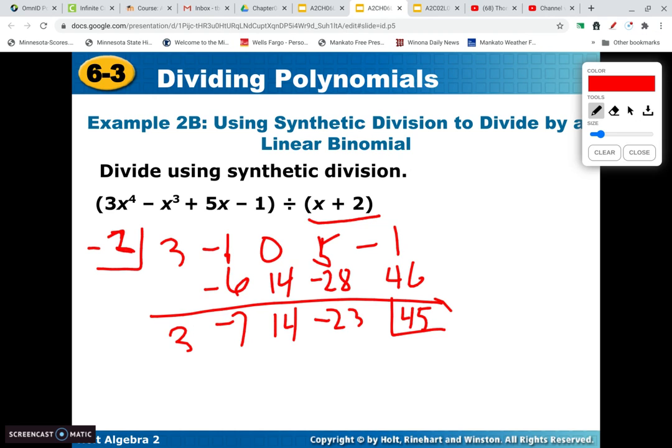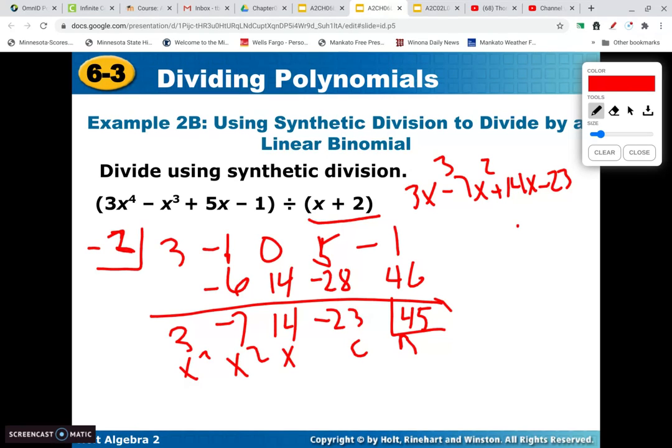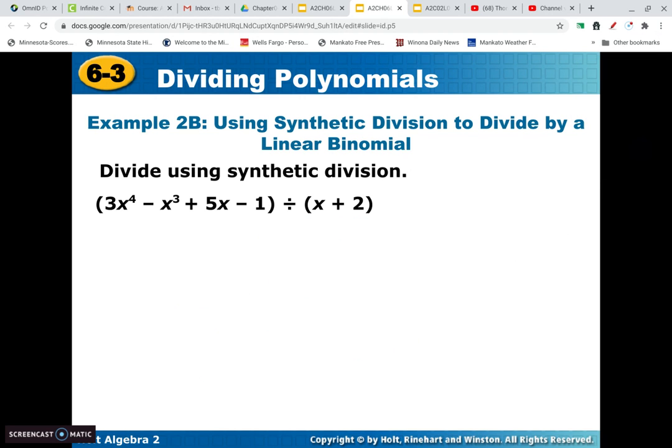So as we go back and write this down, that's the remainder. This is the constant, this is the x squared, and this is the x to the third. So our final answer is going to be 3x to the third minus 7x squared plus 14x minus 23 with a remainder of 45. Or if you want to rewrite it, you could say plus 45 divided by x plus 2. Or you could say a remainder of 45 if you wanted to as well. Okay, be ready for either type. All right, there we go.